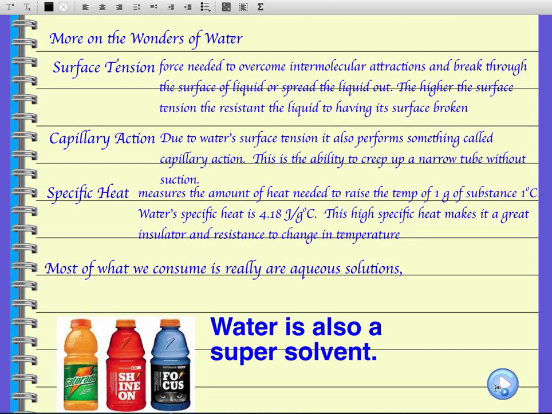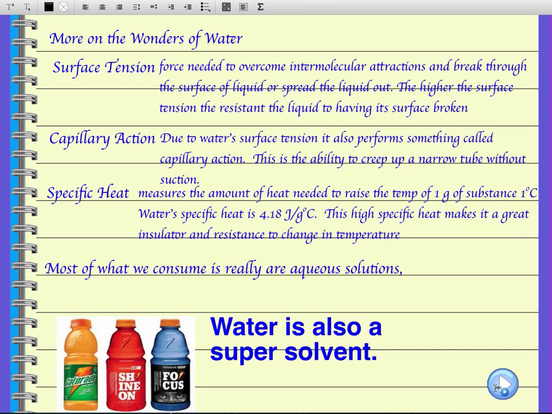The other thing about that high surface tension is that we create something called capillary action, and that actually allows water to creep up very small or narrow tubes without actually having to be forced up it or sucked up it. This makes life possible with plants.